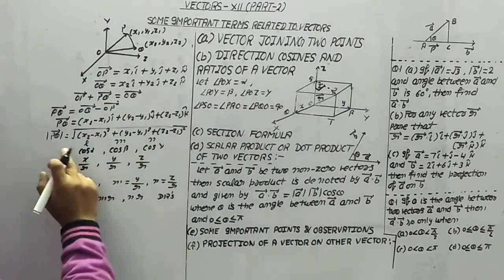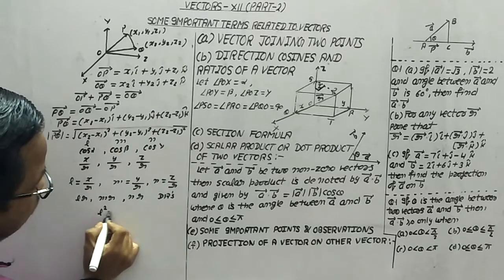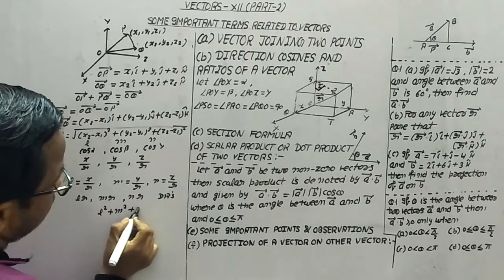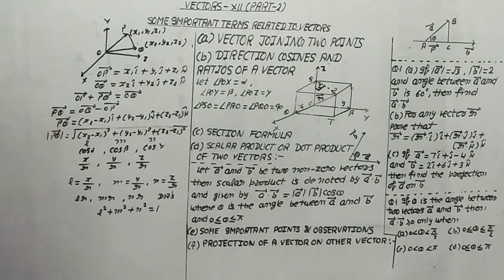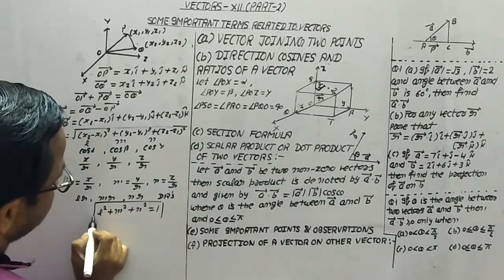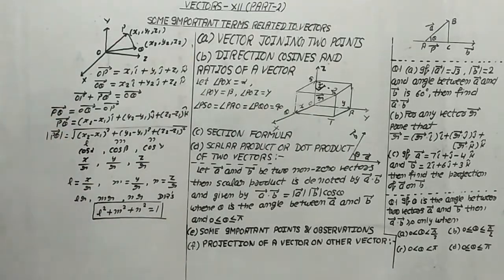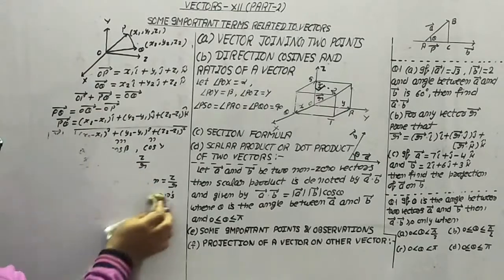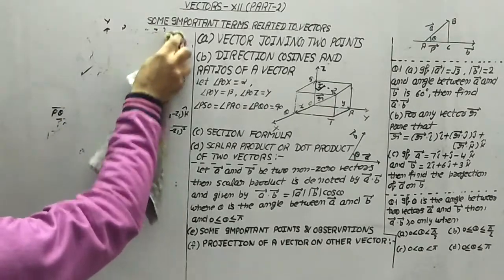One important point you have to remember is that l square plus m square plus n square is always equal to 1. So this is a very important rule: l square plus m square plus n square is always equal to 1.